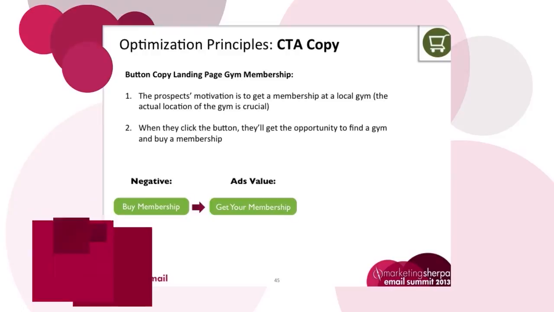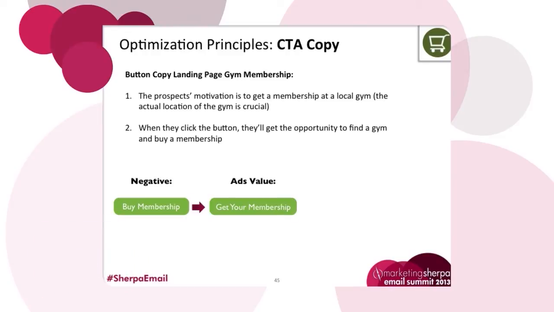All it really says is that you're going to have to part with your money in a few steps. So we could pretty easily make this button copy positive. We could say, get your membership. So now we're adding value. Now we're talking about what you're going to get and not what you have to part with.